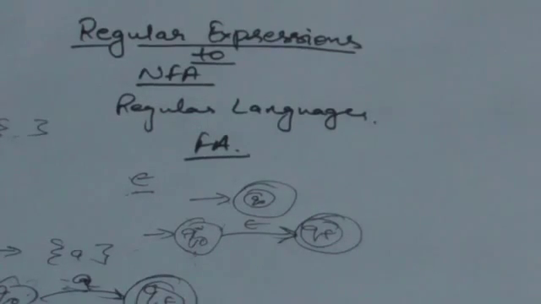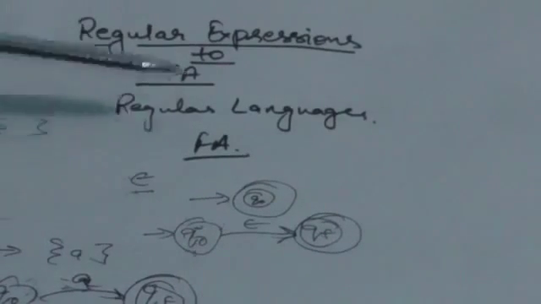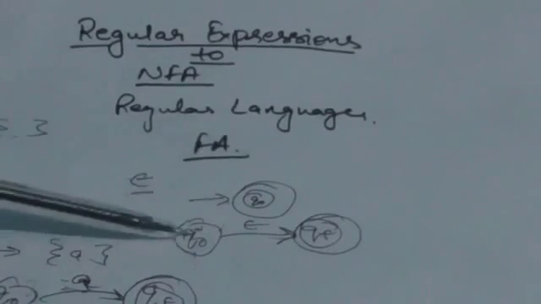Our next topic is regular expressions to NFA. We know that regular expressions represent regular languages which are accepted by some finite automata. Now, for each regular expression, we have a finite automata which accepts the language represented by that regular expression. Now see, empty string is a regular expression. The finite automata corresponding to this regular expression can be this one or this one.